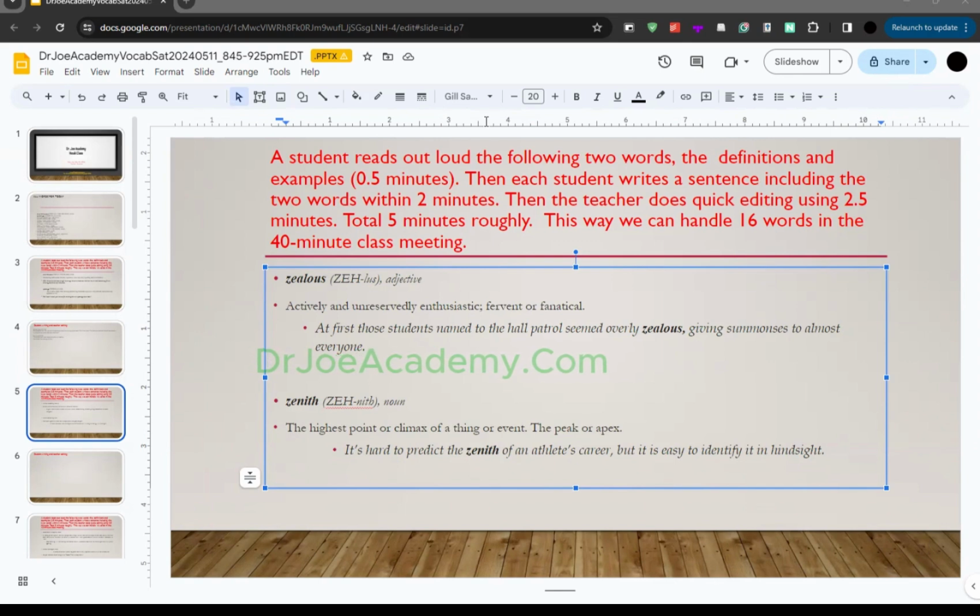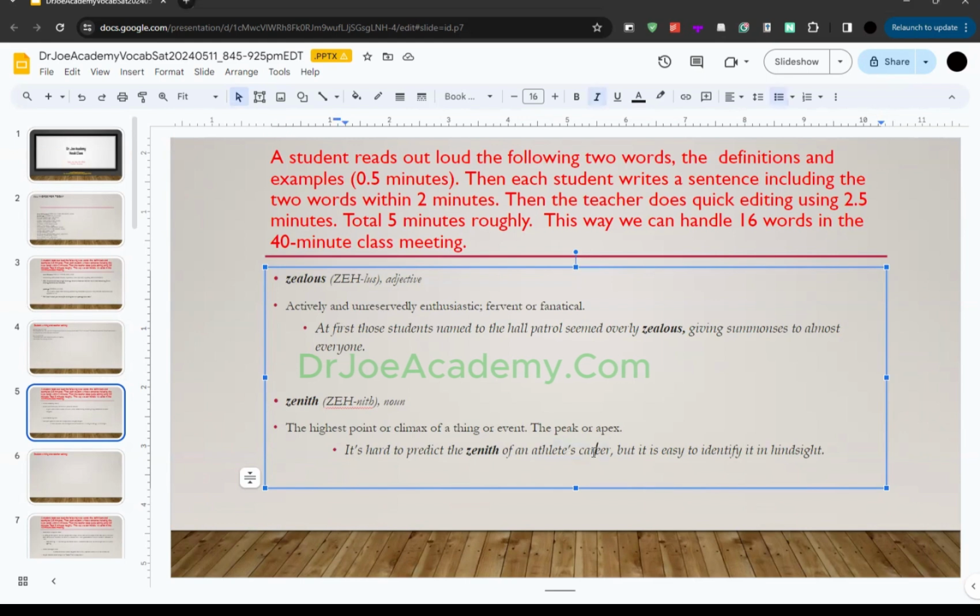Good job, Alina. So the word zenith is like a synonym for the word climax. It can be the climax of a story, the climax of an event, of someone's life, of someone's career, like in the example sentence. It's just the highest point, the peak of something, or like I said before, the climax, what everything else has been leading up to. So these are our two vocab words on this slide.